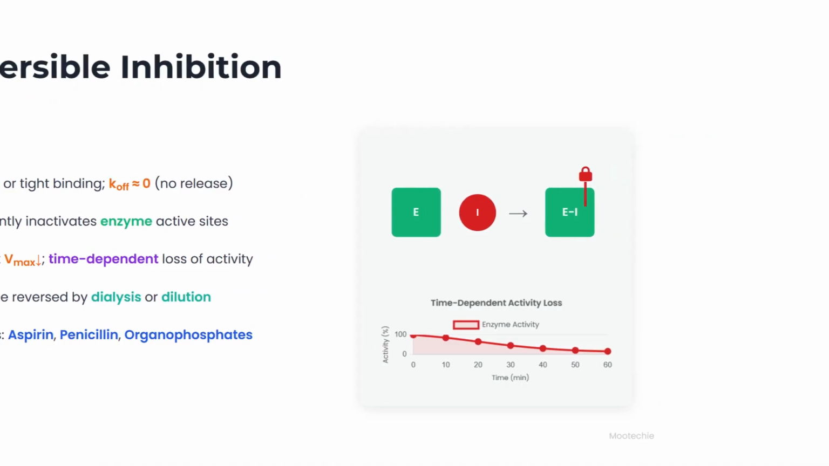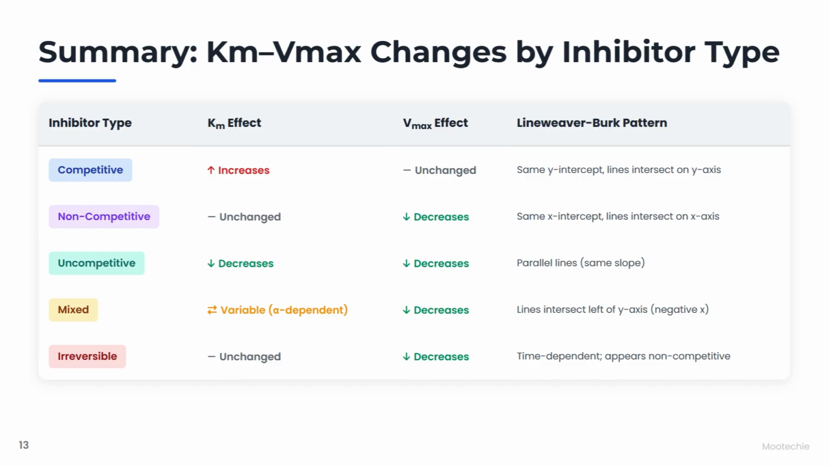To bring it all together, let's summarize the Km and Vmax changes by inhibitor type. For competitive inhibition, Km increases, Vmax is unchanged. The Lineweaver Burk pattern shows lines with the same y-intercept. For non-competitive inhibition, Km is unchanged, Vmax decreases, the lines intersect on the x-axis.